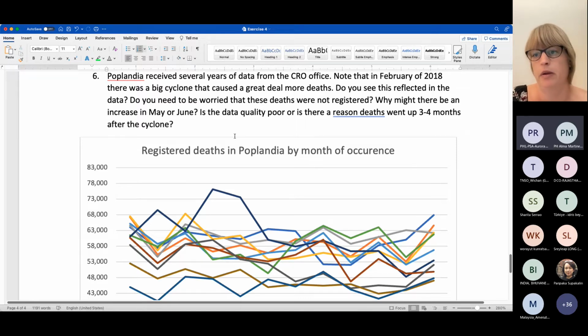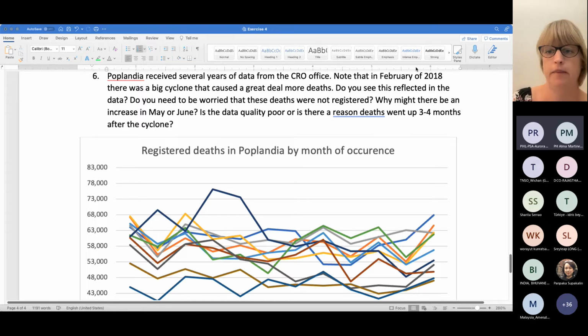So have a couple of minutes to think about it and post your thoughts in the Jamboard. And if anyone would like to volunteer to maybe speak or think about it, we would love that as well. I'll put the Jamboard up on the screen for the next slide.